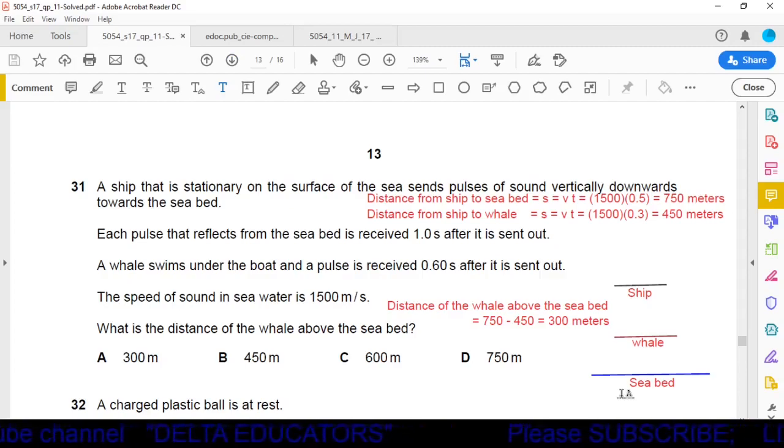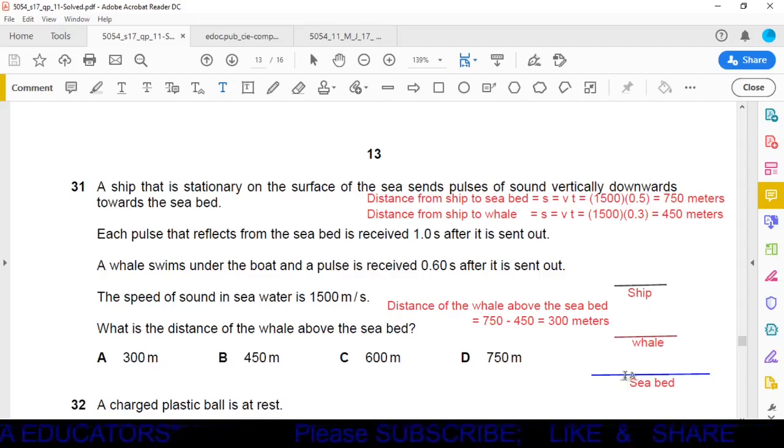Question number 31. A ship that is stationary on the surface of the sea sends pulses of sound vertically downward towards the seabed. Each pulse that reflects from the seabed is received 1 second after it is sent out. A whale swims under the boat and a pulse is received 0.60 seconds after it is sent out. The speed of sound in sea water is 1500 meter per second. What is the distance of the whale above the seabed?